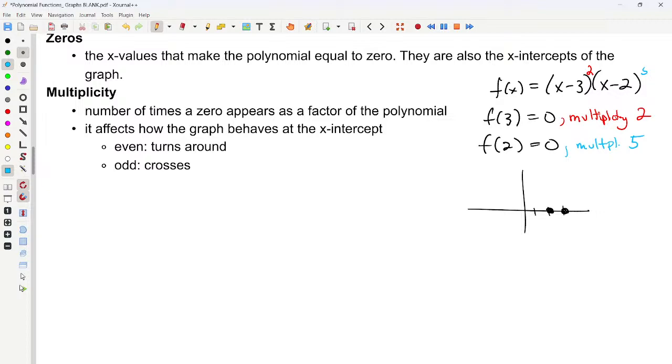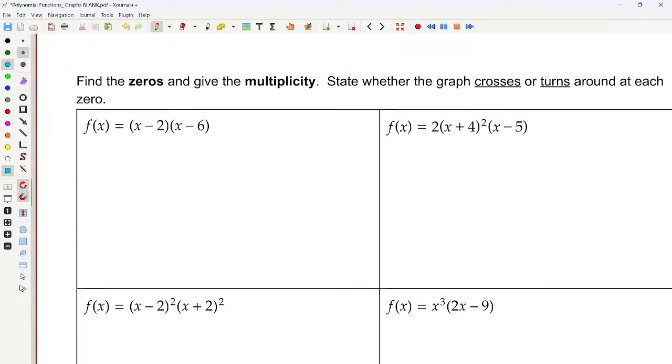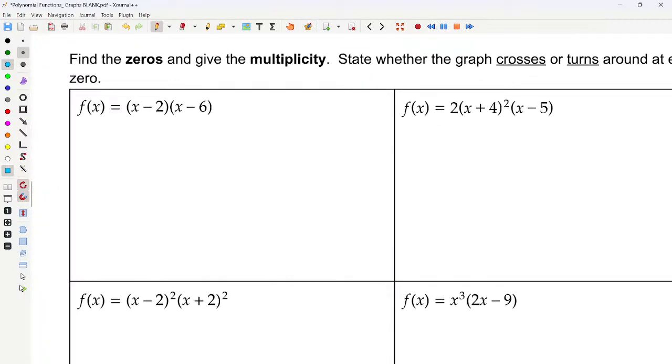Furthermore, if you have an even multiplicity at that x-intercept, the graph is going to turn. It's going to look like a U shape. If it's odd, it's going to cross through. That's what this says. So we're going to crunch through a bunch of these.